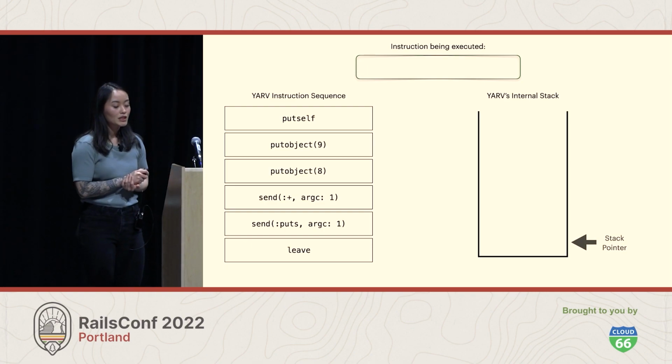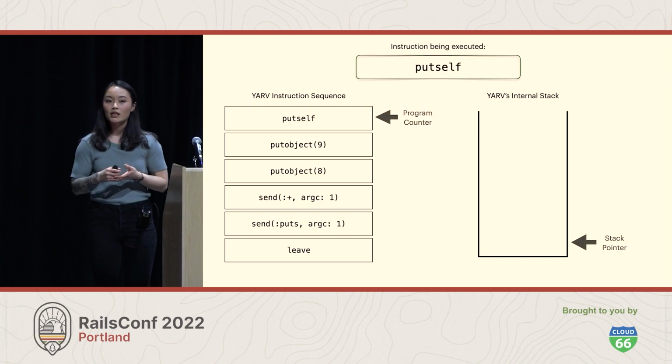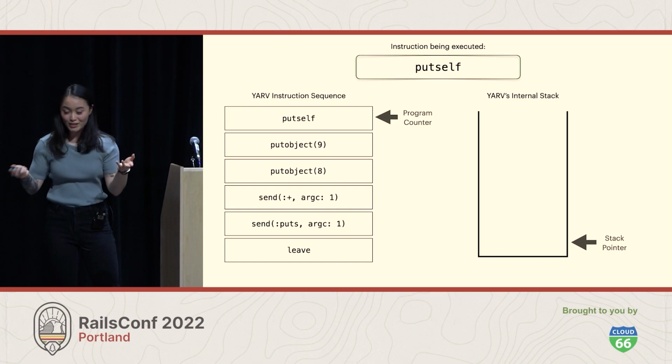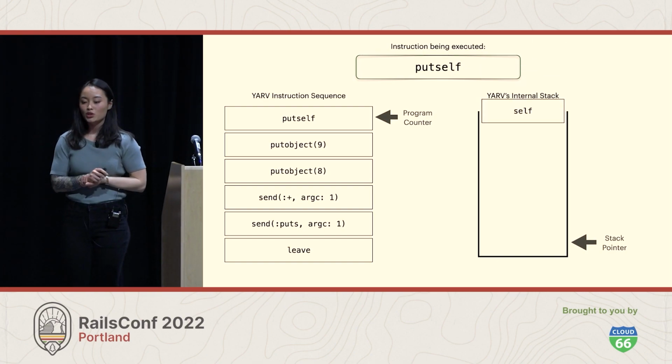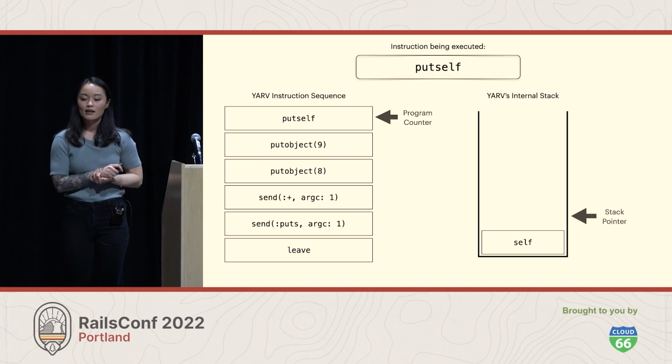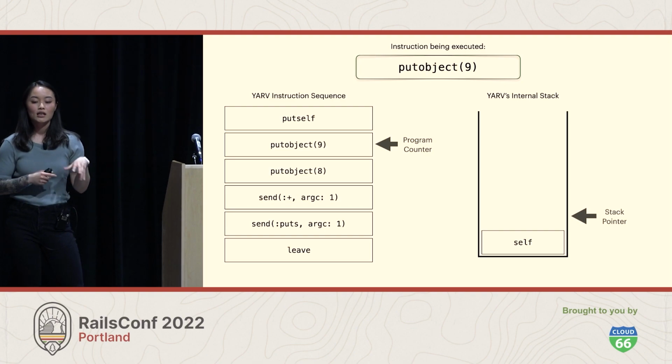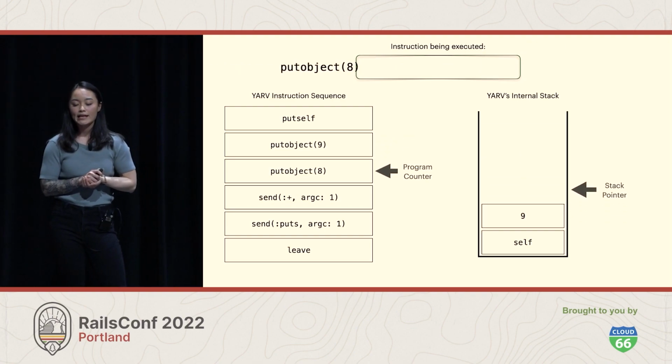What we want to do first is have a program counter that keeps track of where we are in the instruction sequence, so what bytecode instruction we're currently executing. The first one is putself, and this instruction just pushes self onto the stack. Very similarly, putobject 9 is an instruction that just pushes 9 onto the stack, and then 8.